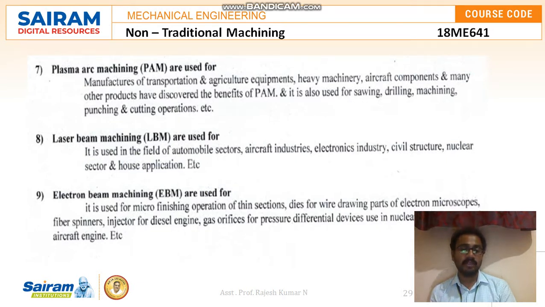And the electron beam machining process, which is mainly used in micro finishing operations of thin sections, dies for wire drawing, parts of electron microscopes, fiber spinners, injectors for diesel engines, and gas orifices for pressure differential devices, which are used in nuclear reactors, rotors, and aircraft engines.